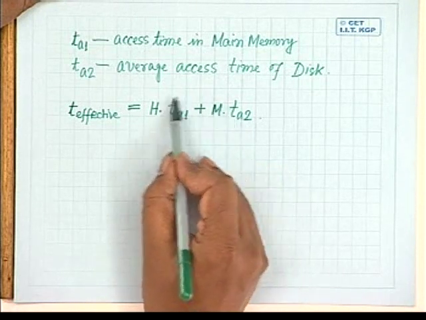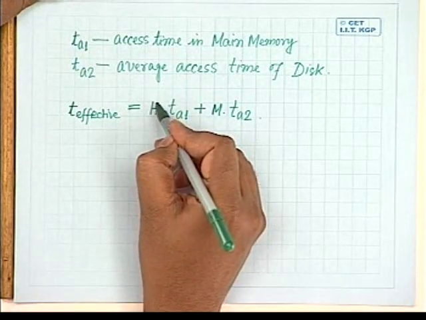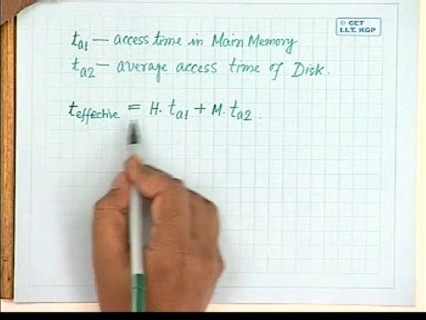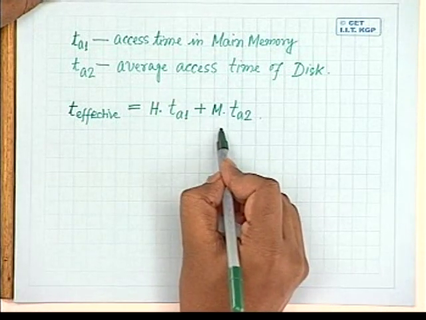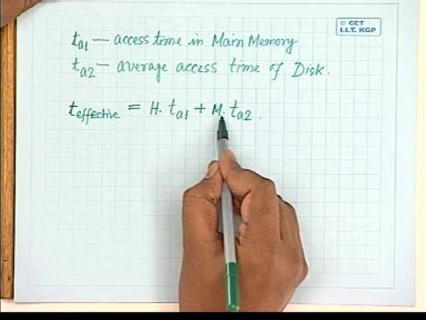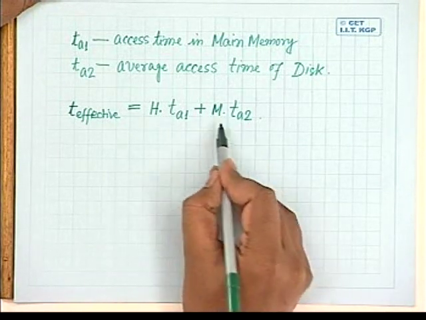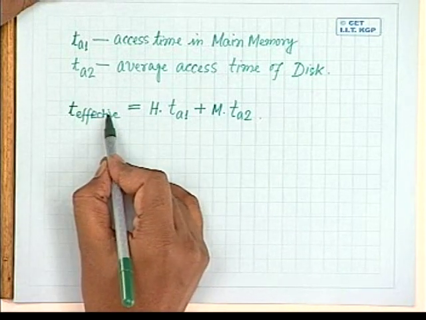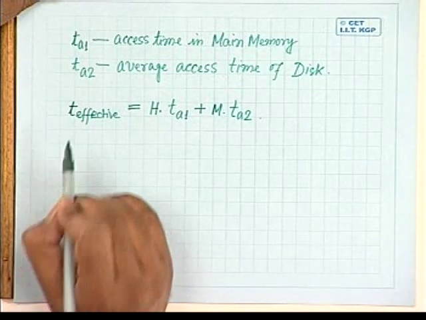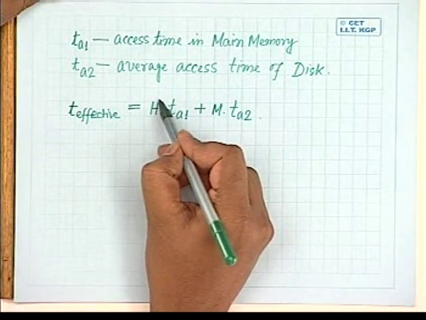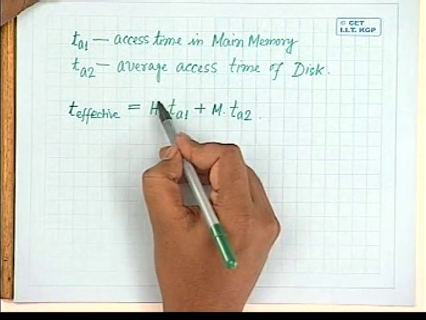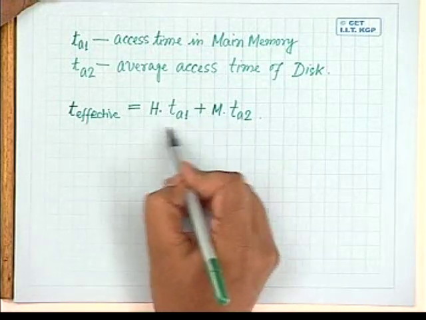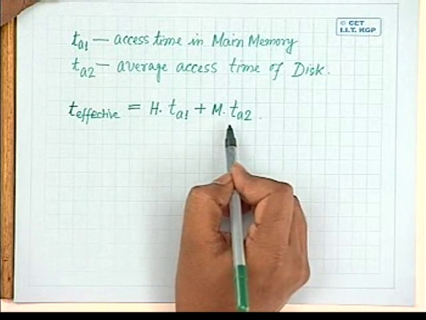Okay. So now you find that the higher the hit ratio h is, the more efficient your memory access will be. Because if the hit ratio increases, m will decrease, because m is nothing but 1 minus h. So if you have an increase in hit ratio, m will reduce and the effective access time will also reduce. So I have a better system if I have a much higher h. And secondly, the effective access time will also depend upon TA1 and TA2, that is obvious.